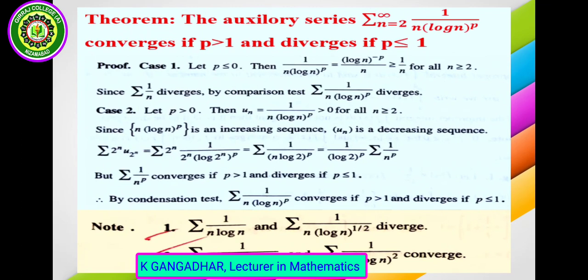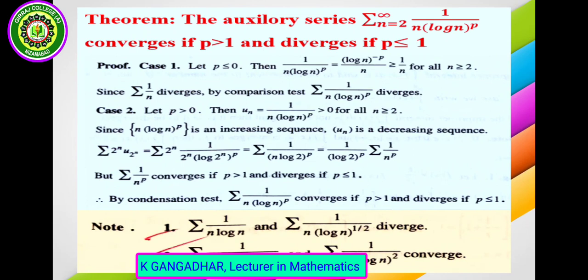Now the next problem: the auxiliary series sigma n equal to 2 to infinity of 1 by (n log n) whole power p converges if p is greater than 1 and diverges if p is less than or equal to 1. The series sigma 1 by (n log n) whole power p is called the auxiliary series. This series is convergent if p greater than 1 and divergent if p less than or equal to 1. Now, the proof of the theorem or solution of the problem.